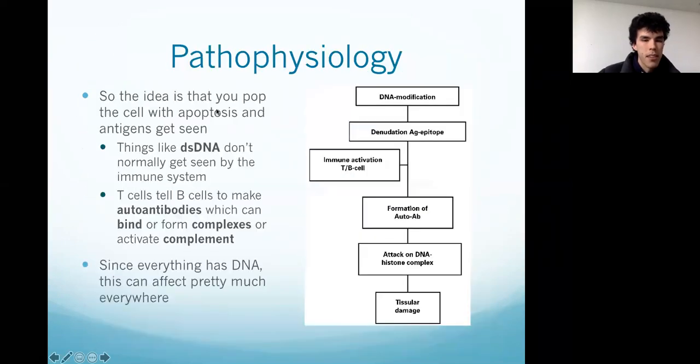Back for a second. So the idea is basically, normally when you undergo apoptosis, you shouldn't really be exposing your self-antigens like double-strand DNA to the body. But if you do, then your body starts making antibodies to it. And obviously, since everything has DNA, that's why you can basically get anywhere attacked.